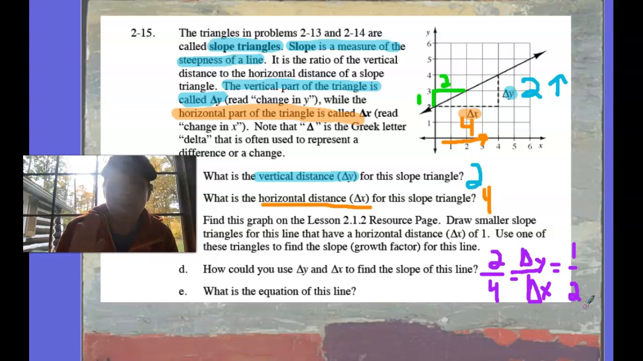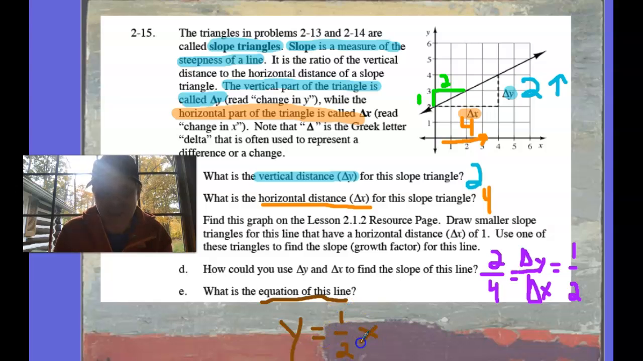So take a pause. If you need to rewind that, you might need to hear some of those things again. And then we're going to finish up with what is the equation of this line. So we have the slope, so we know we have that portion, which is y equals 1/2 times x. But what's this starting value? We're going to get to know this soon as the b value. If we look here on our graph, we can see we're starting here at 0, 2. So y equals 1/2 x plus 2.